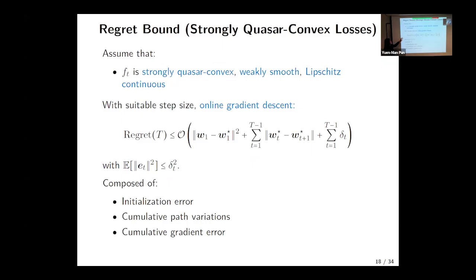And then here is our regret bound. Assume that Ft is strongly Quasar-Convex, weakly smooth, and Lipschitz continuous. We would have the online regret of online gradient descent upper bounded by, again, initialization error, cumulative path variation, and also the cumulative gradient error here.